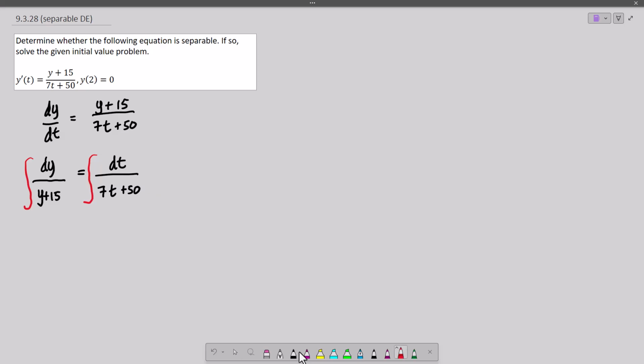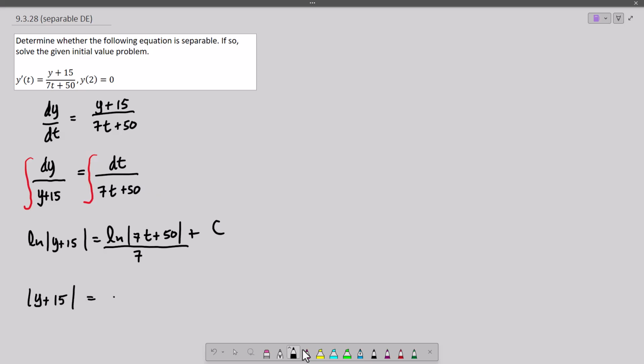So on the left, we end up with natural log absolute y plus 15. On the right, we end up with natural log absolute 7t plus 50. We have to divide by 7, though, because of the reverse chain rule. Now, in order to get an explicit solution, which is a preferable spot to get to, we are going to exponentiate both sides.